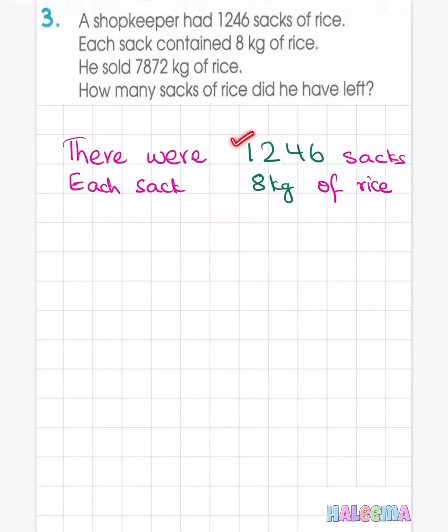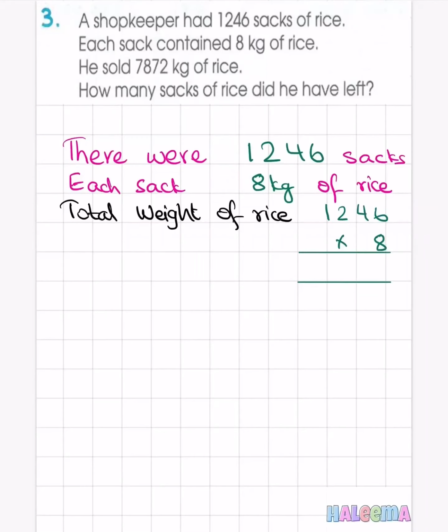There were 1,246 sacks of rice. Each sack had 8 kg of rice. First, we'll find the total weight of rice. Okay? 1,246 multiplied by 8. Let's solve it down here, right?